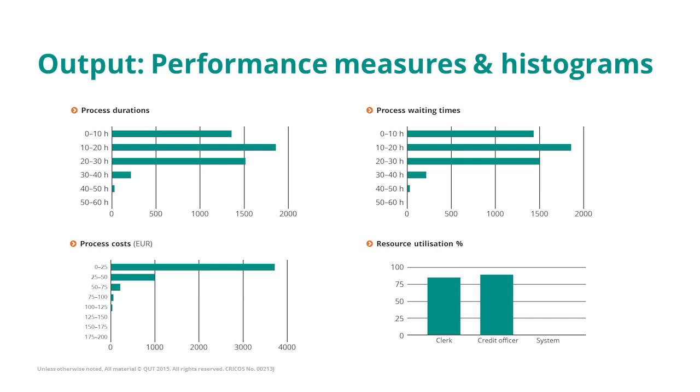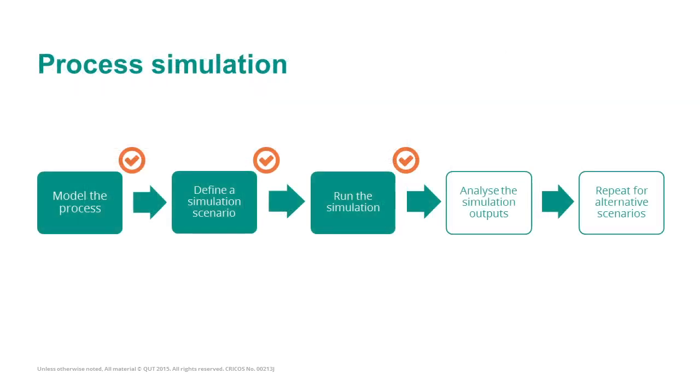And then we can change the simulation scenario and rerun simulations after these changes to see what will be the impact, for example, of adding one additional credit officer or one additional clerk in the process. Once we have analyzed the simulation outputs, therefore, we can repeat the simulation for alternative scenarios, and this way we can assess essentially what-if scenarios and select from them a potential candidate to be modeled.